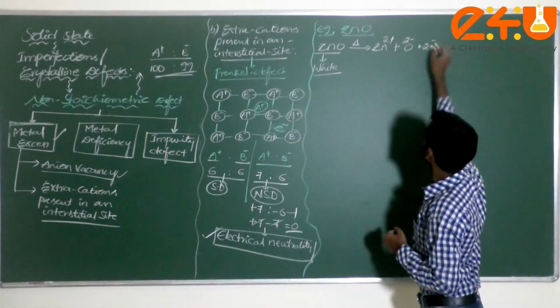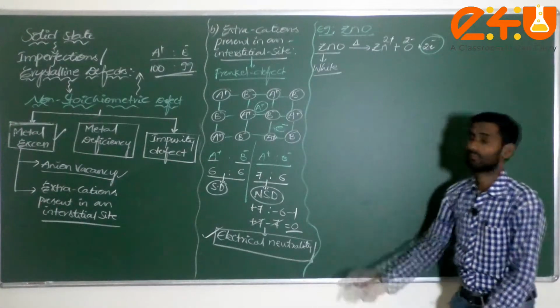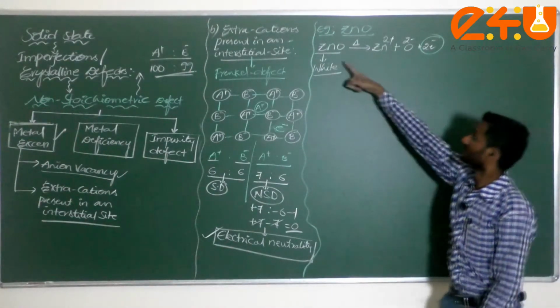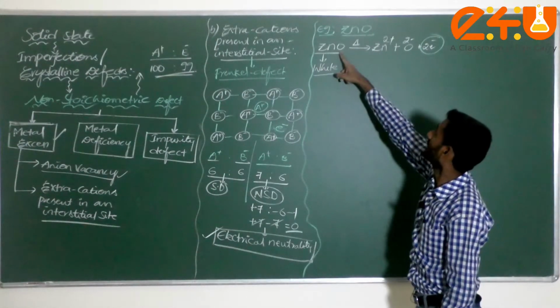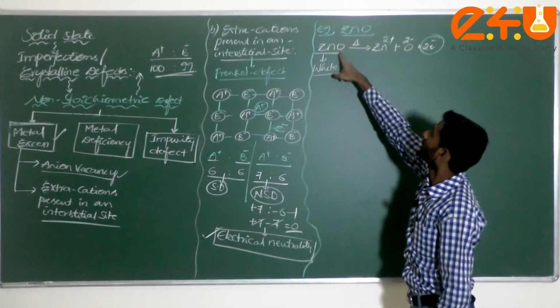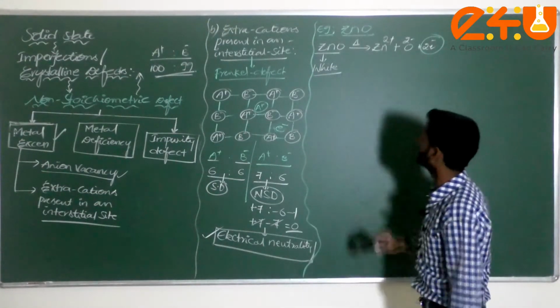Okay, 2 electrons releasing or not? 2 electrons released by whom? Zinc, because zinc is getting oxidized here. Then what about here? Here the -2 to -2, nothing is changed here.